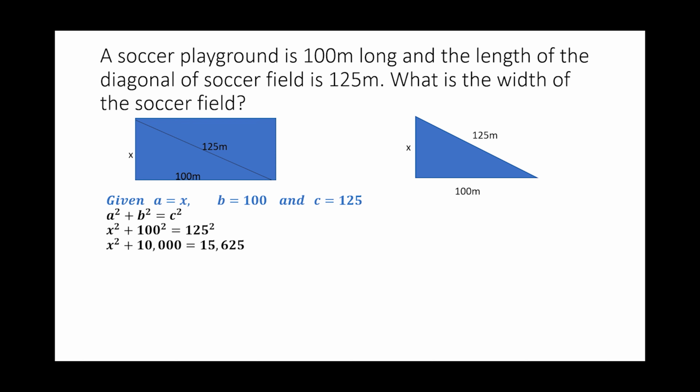Now we want to isolate x squared. So we undo addition, we subtract 10,000 from both sides. We are left with x squared equals 5,625. Now we want to solve for x. We take the square root of both sides. The square root of 5,625 is 75. So I should have said it here, 75 meters. This is in meters. Careful with the units, don't make the mistake I just made.